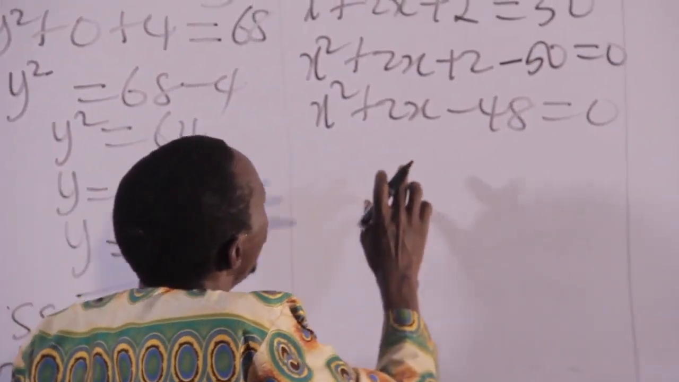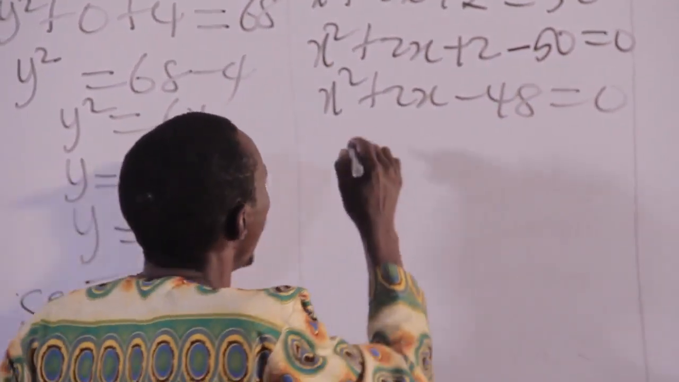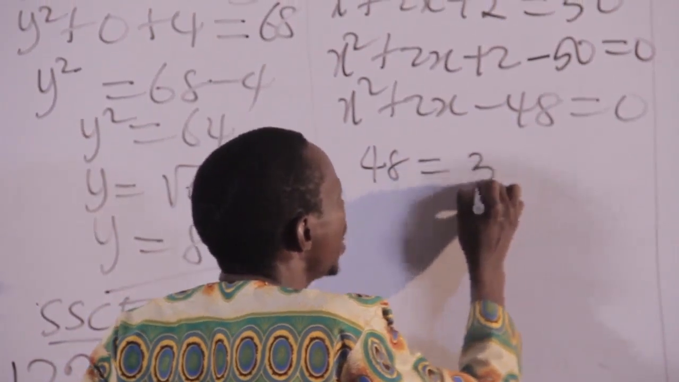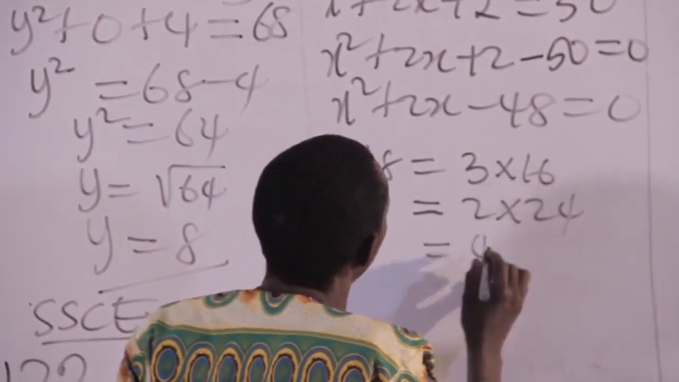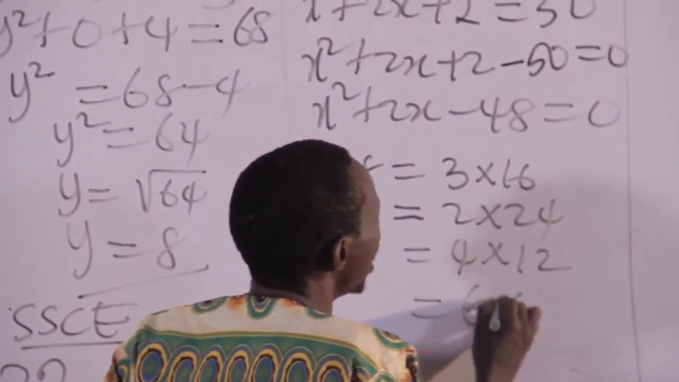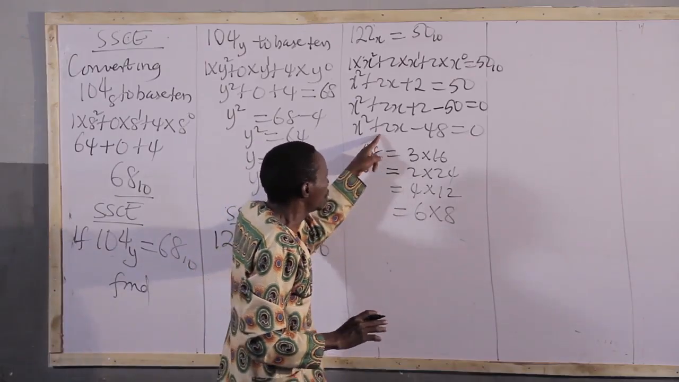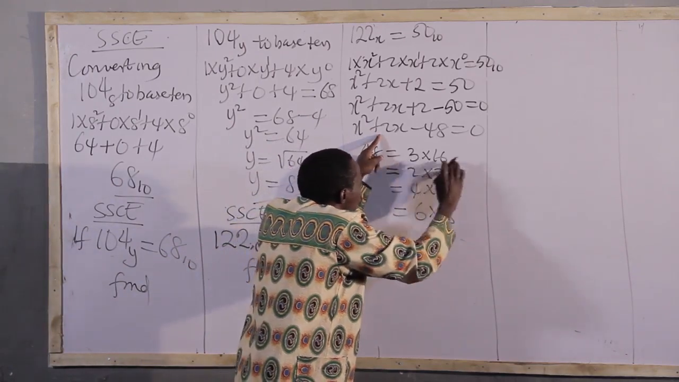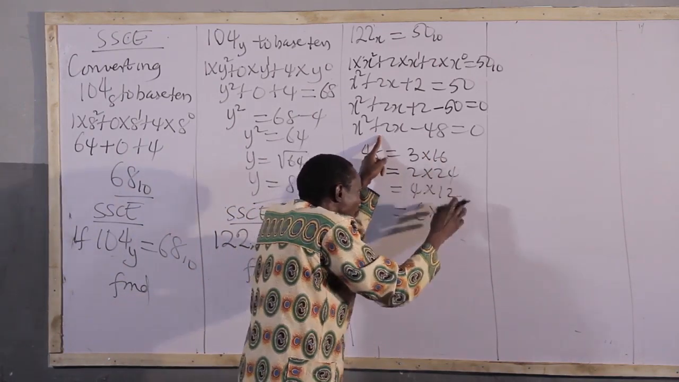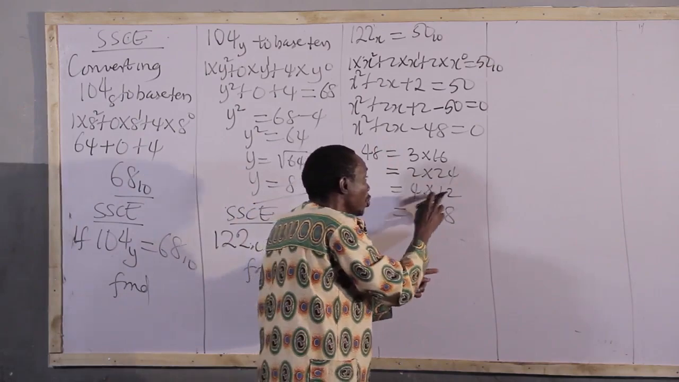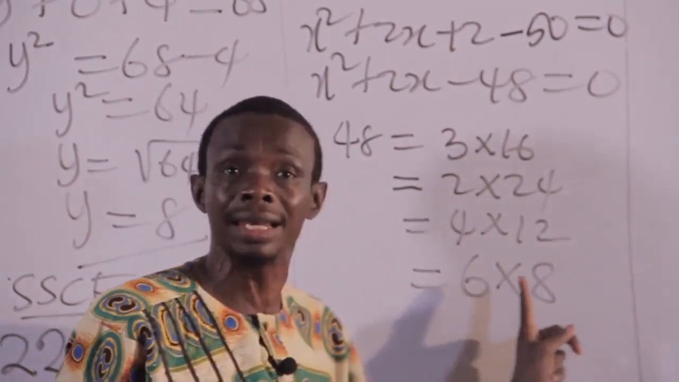If I want to factorize it, I will look for two factors of 48 that give plus 2. Factors of 48 can be 3 and 16, 2 and 24, 4 and 12, or 6 and 8. Checking: 3 and 16, when you add is 19, when you subtract is 13. 2 and 24, when you subtract is 22, when you add is 26. 4 and 12, when added is 16, when subtracted is 8. The best numbers to select are 6 and 8.